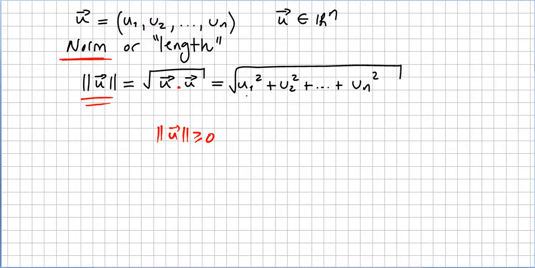So you pick the components one by one. It will be u1 squared plus u2 squared plus etc., till the last component un squared, the square root of all this.